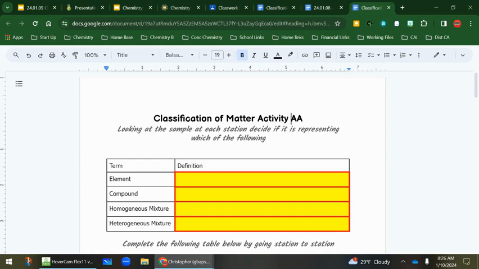Okay. So what do we call it when you have all of the exact same type of thing in there and there's only one thing? Which of those ones? Well, read the very first definition. Read it out. How do you make this matter? Is there only one type of thing? And that's representing an element. Now, if there were two different things hooked together, but all of them are the same two things hooked together, then that would represent the what?